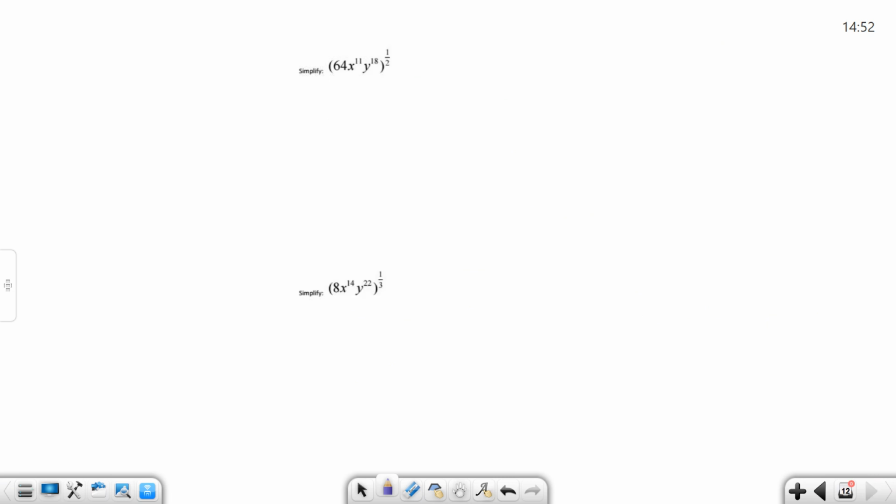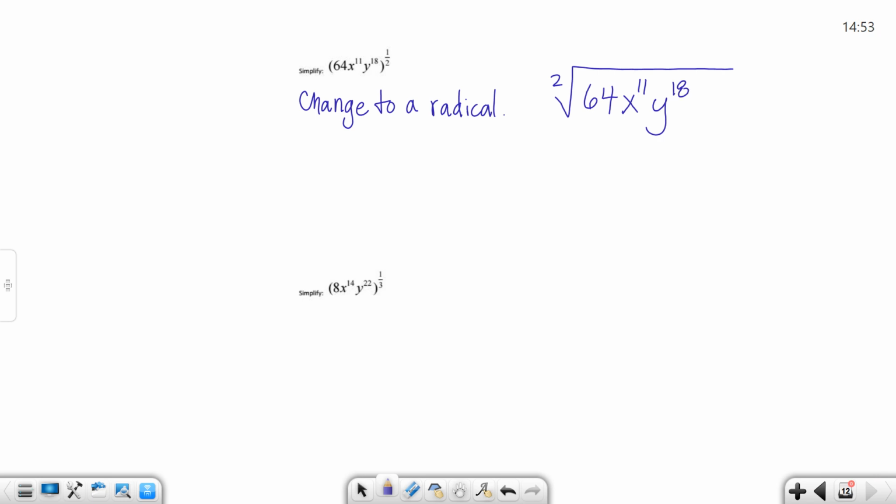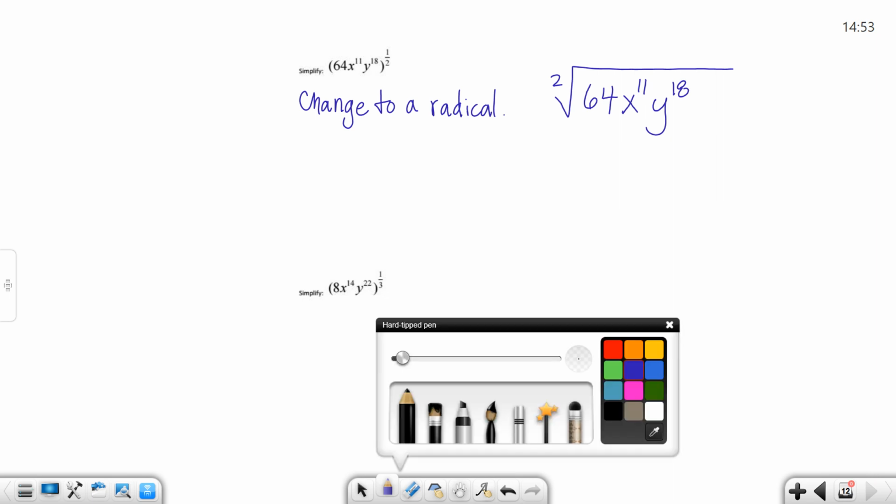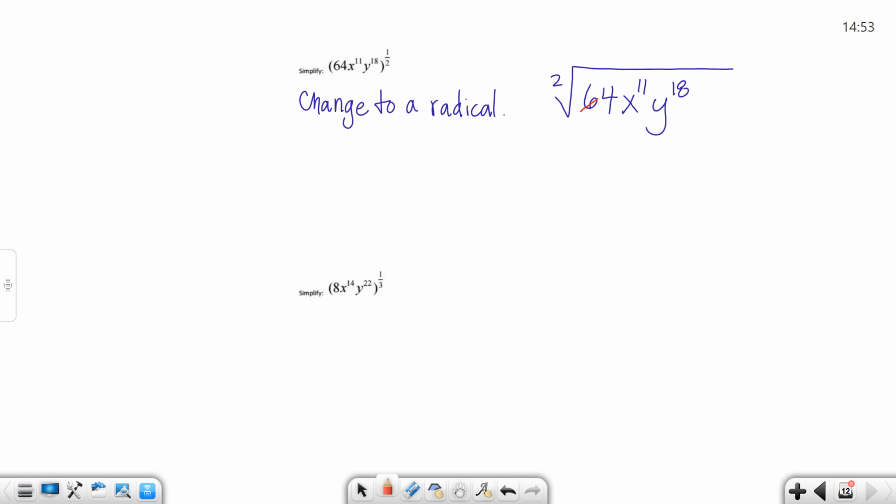Okay, our last concept, you can use the power rule. For those of you interested, the power rule works, or you can just remember to change it to a radical, and I prefer change to a radical. So this would be the square root of 64, x11, y18. Now, what do we do with the 2, that index? Well, the first thing, the easiest part, is to say the square root of 64 is 8, the whole number 8. Okay, so that's how we would deal with that part.